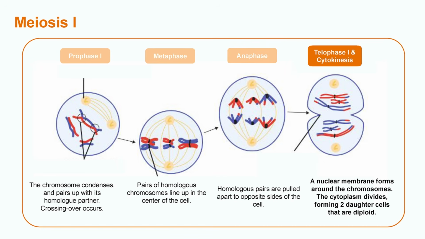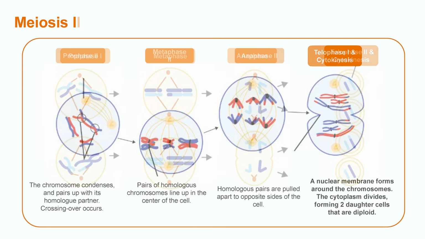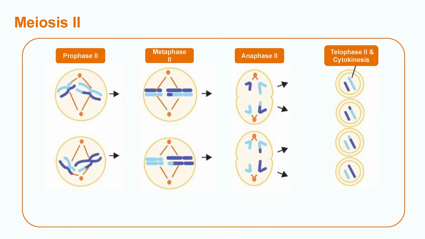In the final phase, telophase 1, after the chromosomes are pulled to opposite sides of the cell, a nuclear membrane forms around the chromosomes, and the cytoplasm divides, forming 2 daughter cells that are diploid, which means the cells have one set of chromosomes. Now it's time for meiosis 2, the second round of cell division.